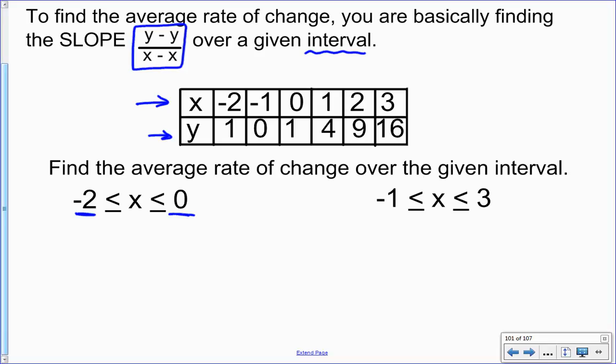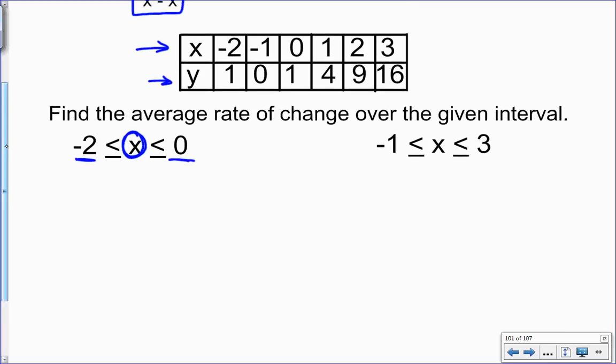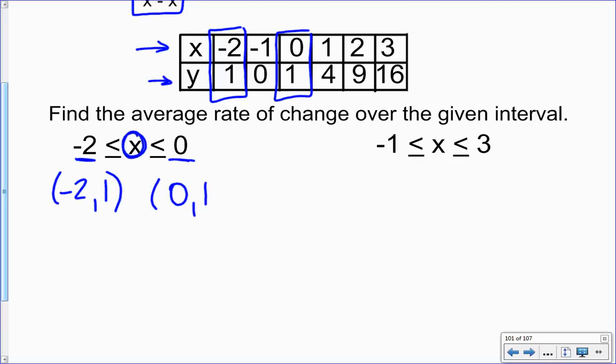So again, your clue is the way it's written. Remember, these are your x values. Any interval you're given for rate of change are your x values. So I need to use the x value of -2 and the x value of 0. So I'm going to go up to my table. There's x is -2. There's x is 0. So together, I have the ordered pairs -2, 1, and 0, 1.